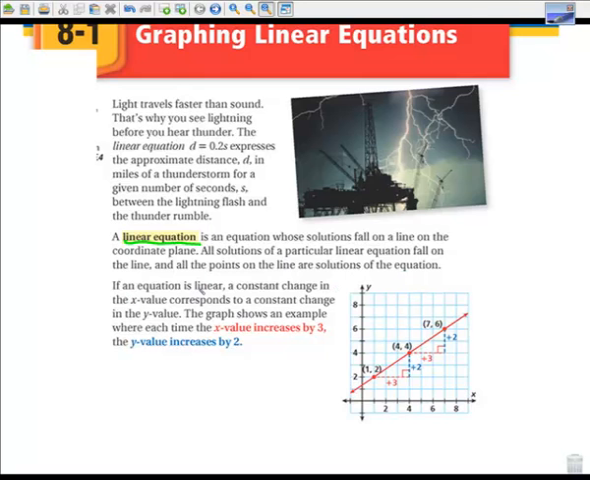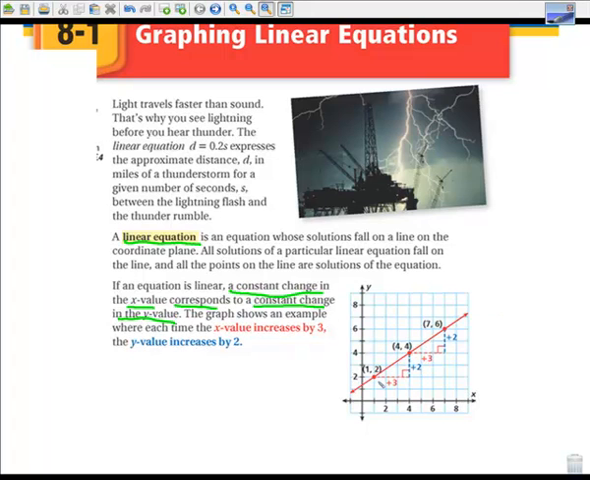So if an equation is linear, this is very important: a constant change in the x value corresponds to a constant change in the y value. In other words, if x always changes by 2, y always changes by 5, that's a linear relationship. But if x sometimes changes by 2 and then later it changes by 3, and y changes by 4 and sometimes by 7, that's not going to be a linear relationship.